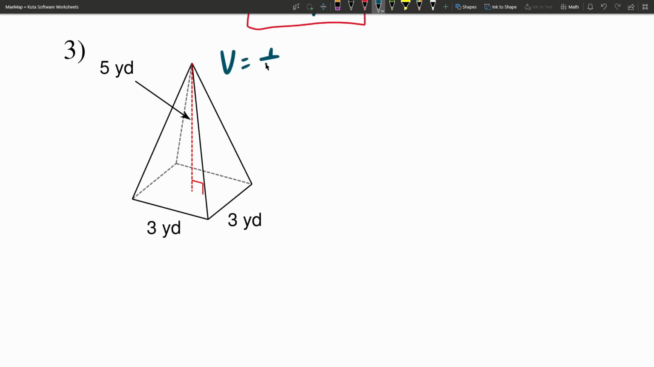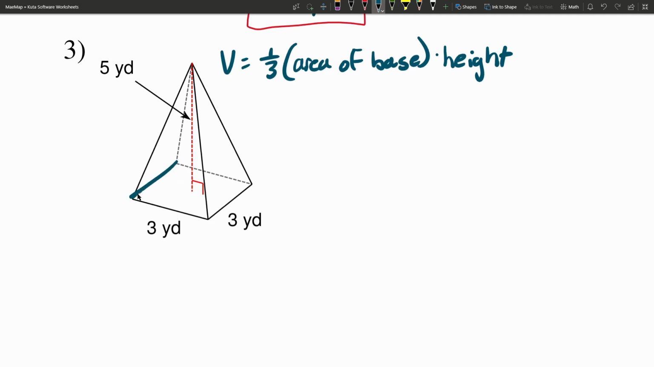That's going to be 1/3 the area of the base times the overall height of our figure. So in this case, what is our base? You can see that our base is a square, 3 yards by 3 yards. All the sides are the same, that's a square. And the area of a square, or the area of the rectangle, is just the length times the width.